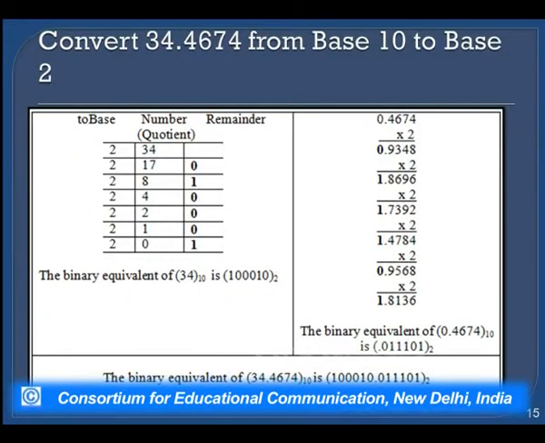So, we take one example. We have a number 34.4674. This is in base 10 and we want to convert it into base 2, or binary. For 34 we divide by 2 and collate the remainders from down to up, and for the fraction part 0.4674 we multiply by 2 and then collect the non-fraction part upside down, and then we combine the two to get the answer.